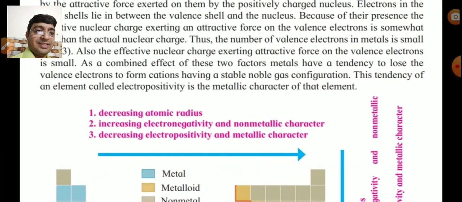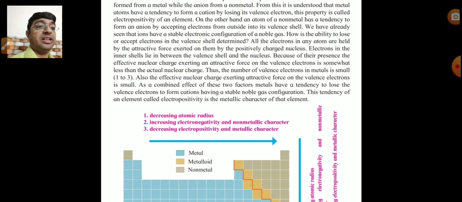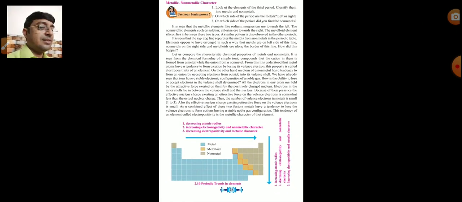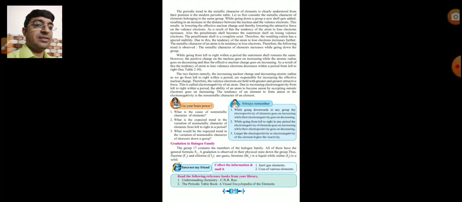Atomic radius decreases from left to right and metallic character also decreases from left to right. Only non-metallic character and electronegativity increase from left to right. So remember these points carefully. Read the lesson again and again and remember these important points.